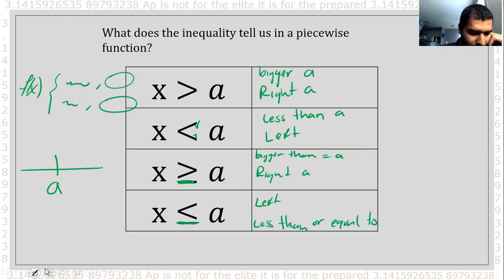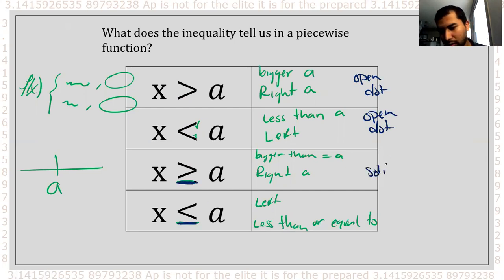All right. So when you're graphing, this is very important. There's going to be a point where you have to find the height at a. Whenever it does not have a bar, like the top two, this is going to be an open dot. So both of these are going to be open dots. And when it has the bar, like these two, it's going to be a solid dot at the height of a. So a will be your x value and the height will be your f of a.